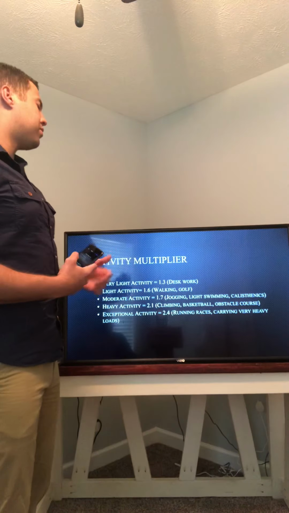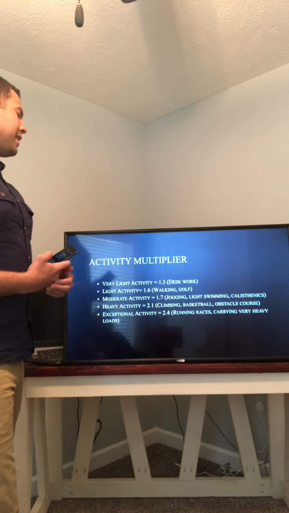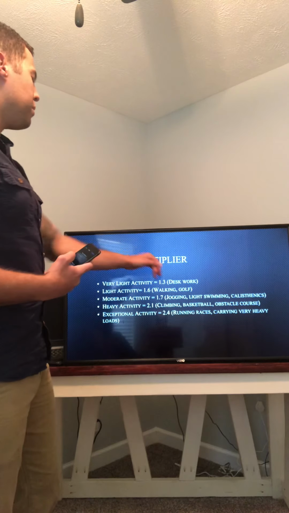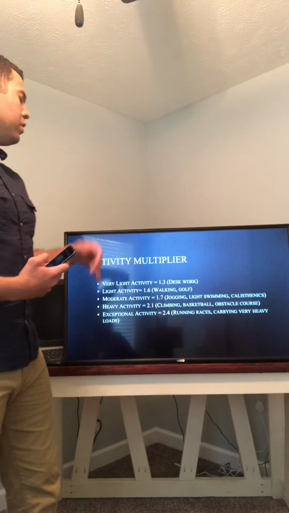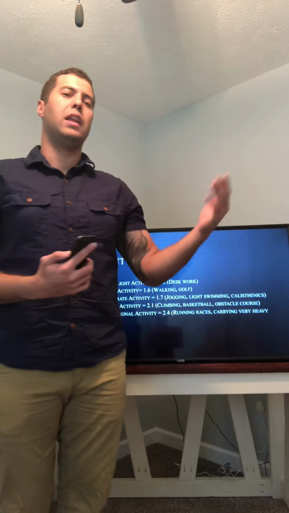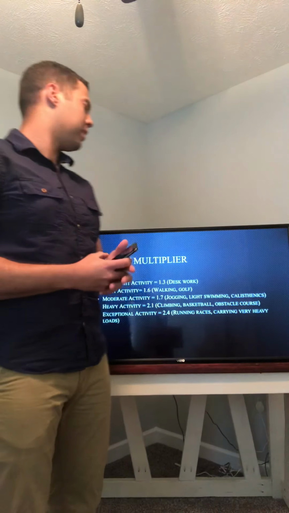Again, we got this from the National Strength and Conditioning Association. Very light activity gives us an activity multiplier of 1.3. Light activity is 1.6. Most people are going to fall in here on a daily basis, between very light and light activity. Then it goes all the way up to exceptionally active, so not a lot of people are in there unless you're doing an Ironman or something like that.